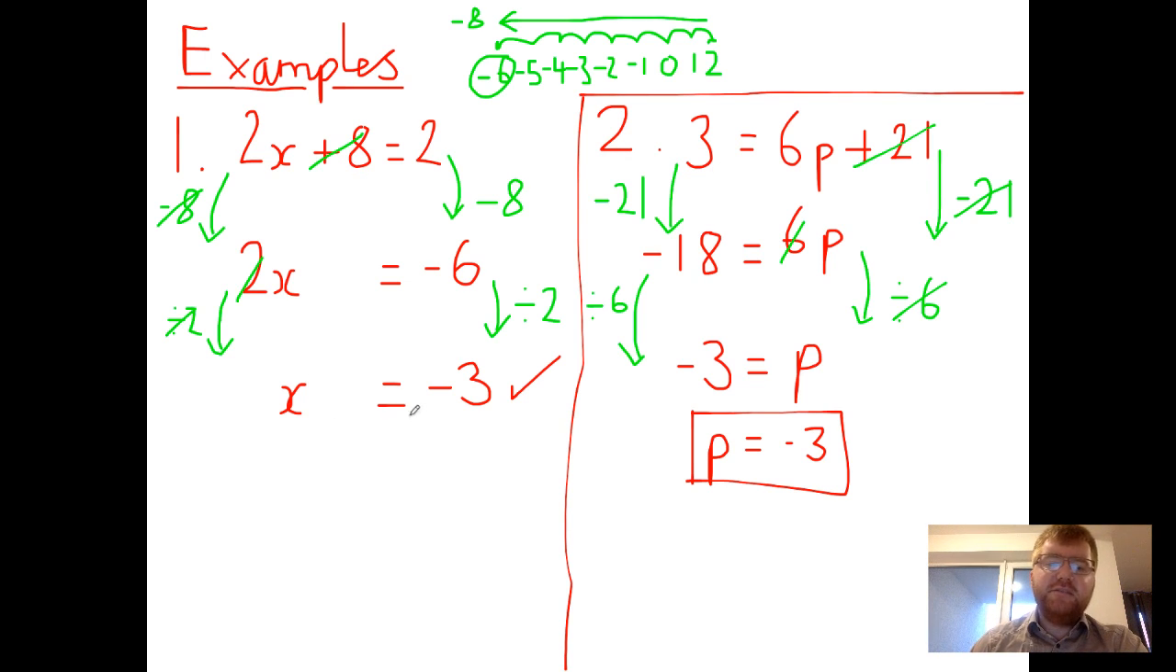And we can do the same check with question 1 or example 1. So x is minus 3, and minus 3 times 2 is minus 6. Minus 6 plus 8 is equal to positive 2. And we know we've got the right answer. It's a lovely feeling in an exam.